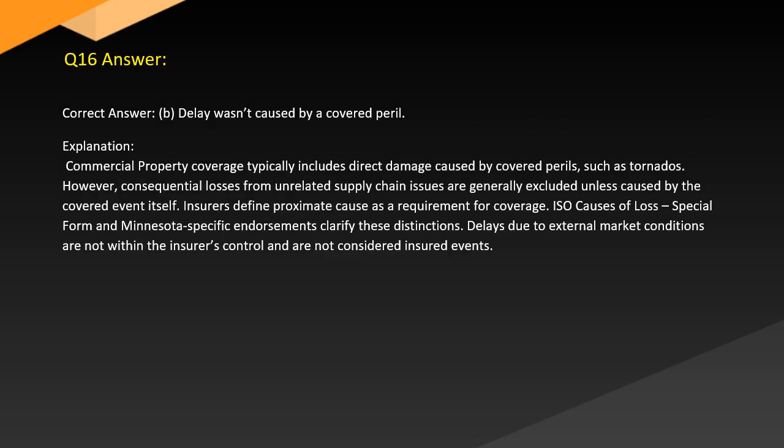Answer. Correct answer: B. Delay wasn't caused by covered peril. Explanation. Commercial property coverage typically includes direct damage caused by covered perils, such as tornadoes. However, consequential losses from unrelated supply chain issues are generally excluded unless caused by the covered event itself. Insurers define proximate cause as a requirement for coverage.